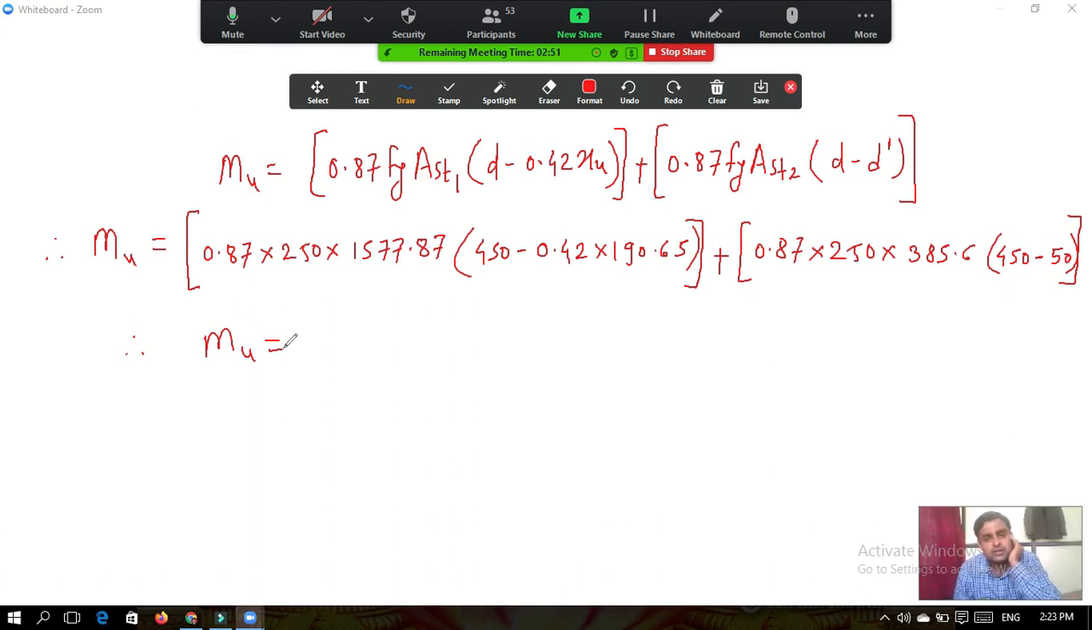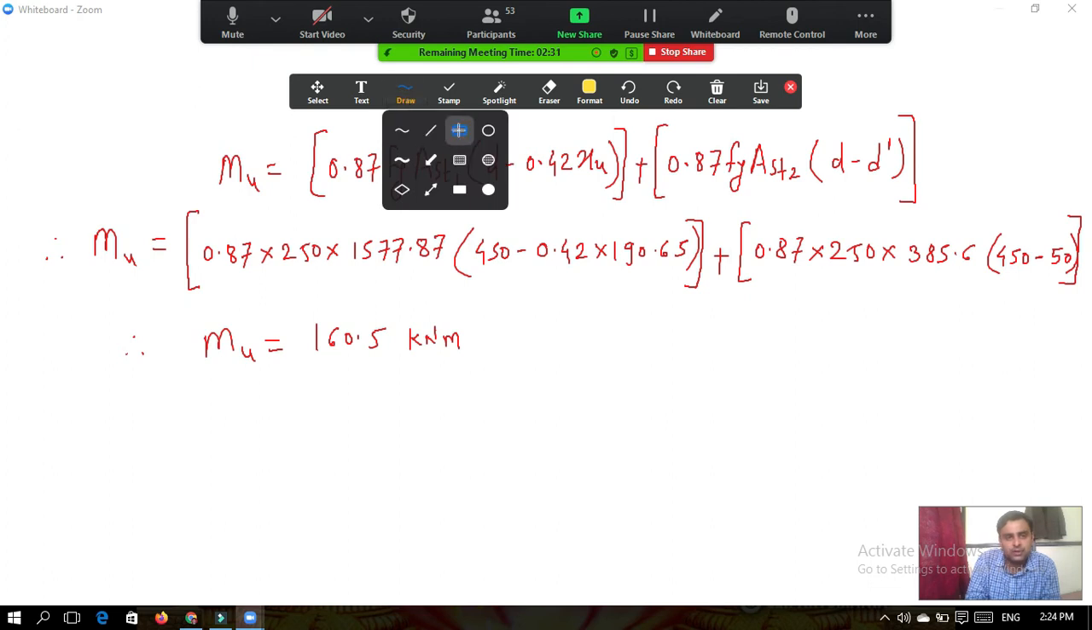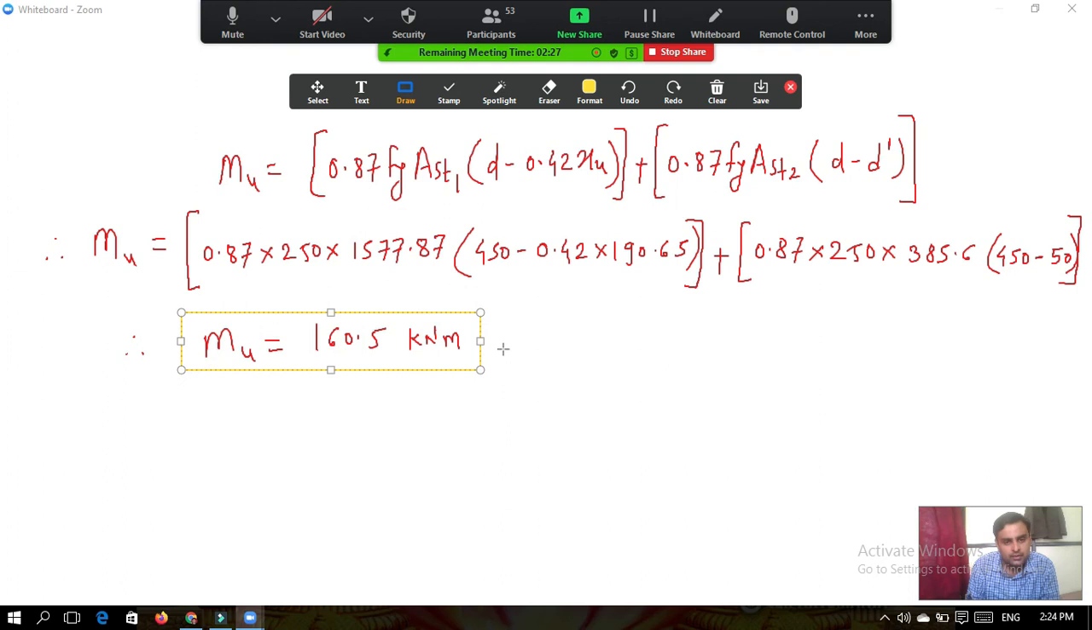What is the answer? You are taking too much time. 160.5. Okay. So 160.5 kilonewton meter. So this is our answer. Okay. 160.5 kilonewton meter. This is the answer.